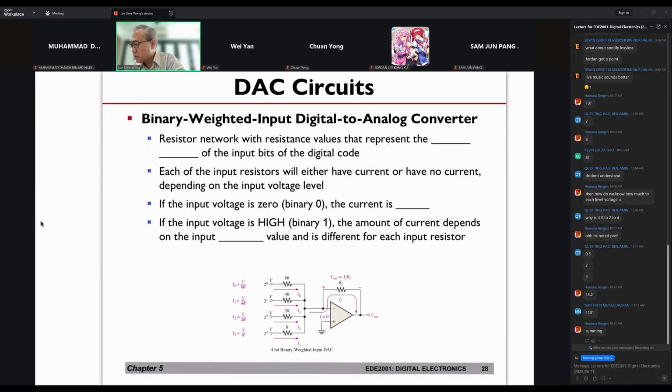So what do we have here? This is a resistor network. What is nice about this is that, can you see? I can make use of the ratio of the resistors to get my half, 1/4, 1/8.